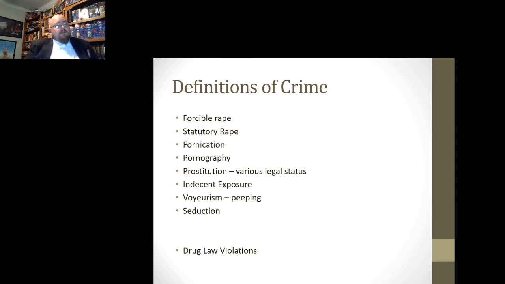Pornography can be a crime in three different ways. First, if the people in the depictions are under the age of 18, it's illegal. If someone is made to watch it, it is illegal. You can't force someone to watch pornography. The third, as defined by the Supreme Court, is if the content violates the standards of society.